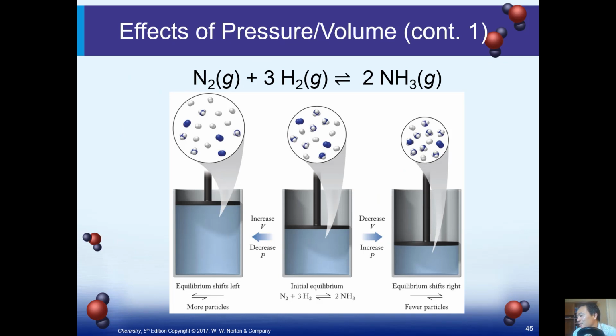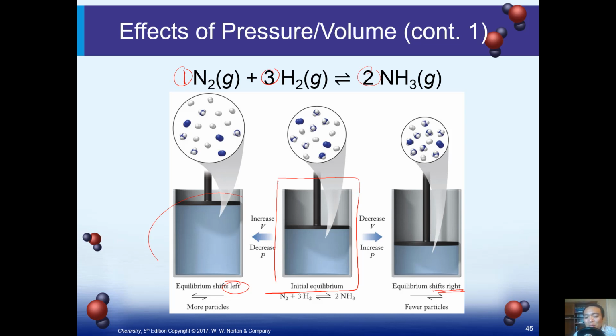Let's just do this. If you're going to expand the container, the original equilibrium is established already. Now expand it. Which direction will this shift to? Expand it, you will shift to the side with more gas moles. The left side has 1 plus 3, 4 gas moles. That's why you shift to the left side. If you compress it, you're going to shift to the side with less gas moles, which means you shift to the right side, because on the right side you have 2, and the left side is 1 plus 3, which is 4.